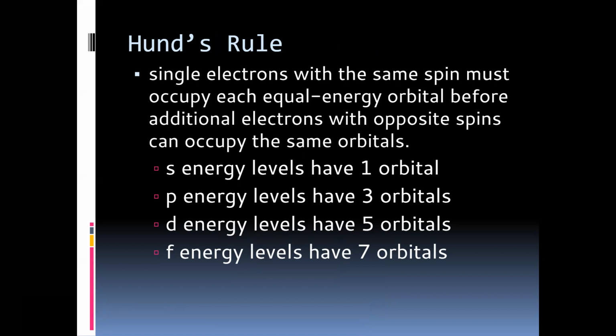One thing that you do have to be aware of though is that each energy level, the S energy level, the P energy level, the D and the F, have a certain number of orbitals. So the S energy level is going to have 1 orbital and therefore can contain 2 total electrons. The P energy level has 3 orbitals and therefore can contain 6 total electrons. The D energy level has 5 orbitals and therefore can contain 10 total electrons, and the F energy level has 7 orbitals and therefore can contain 14 electrons. Because remember, each orbital can have 2 electrons.